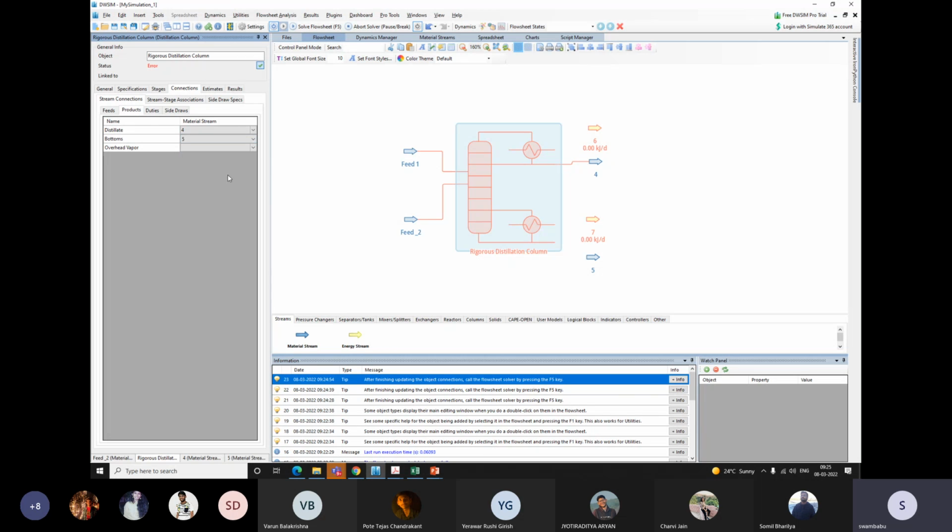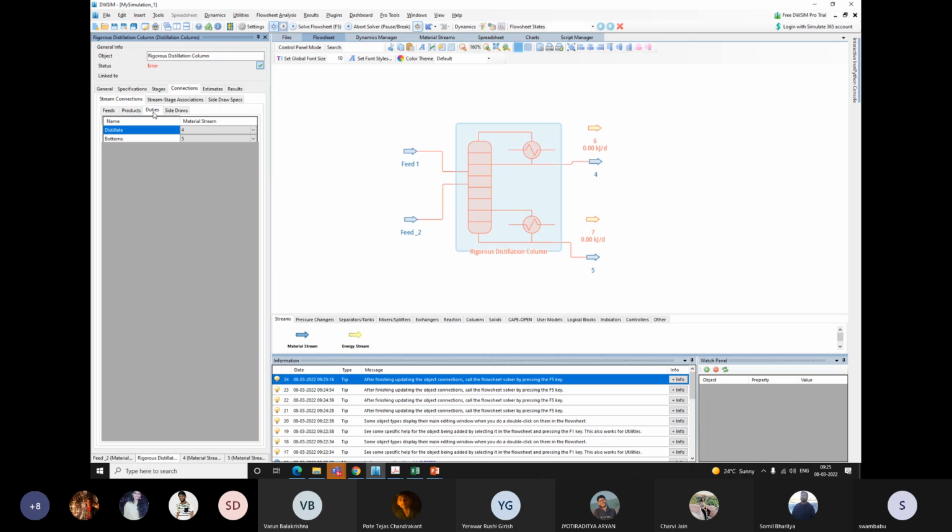It's connected. Now, if you want to take overhead vapors, like in a partial condenser, we can specify overhead vapors here. But if it is a total condenser, we don't need to specify here.